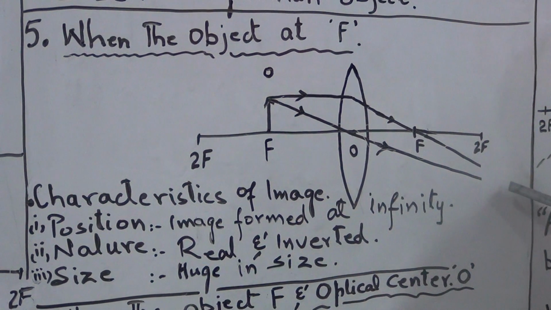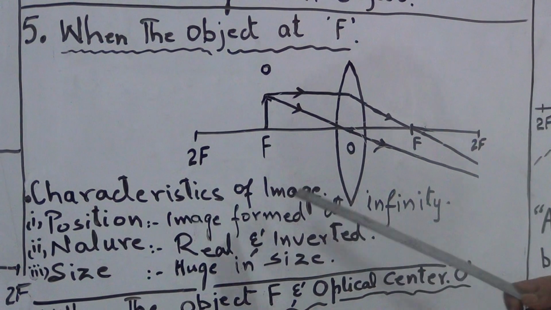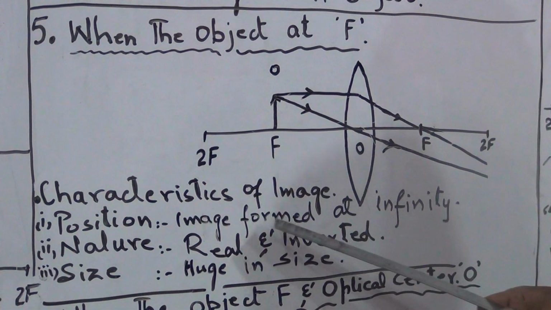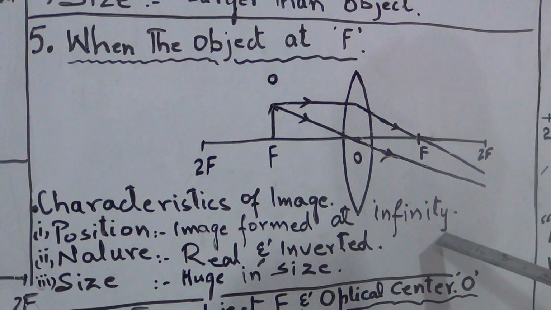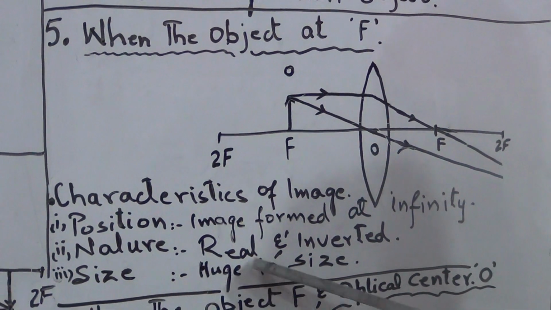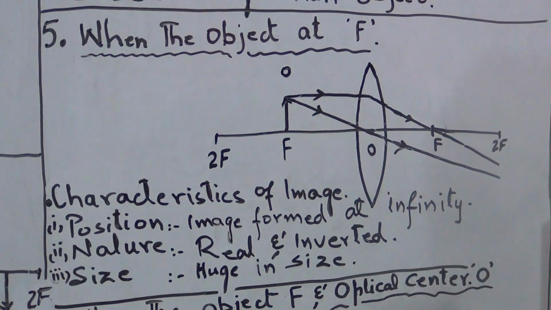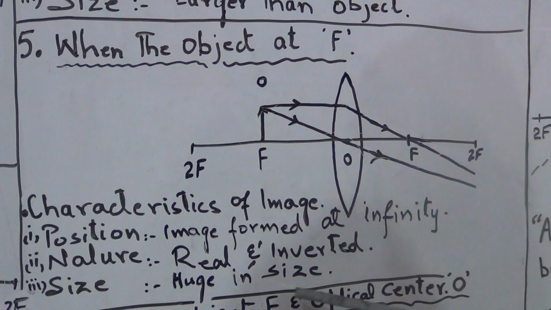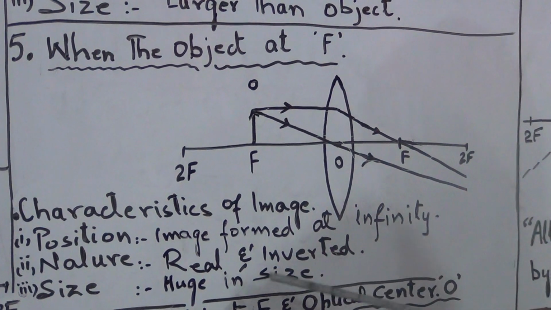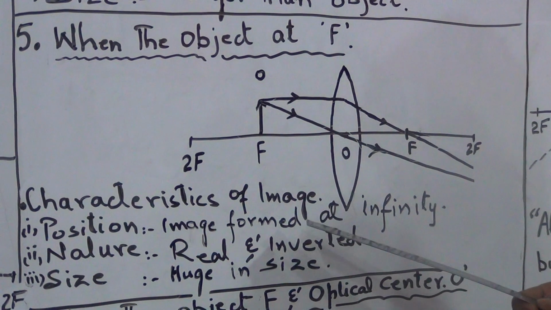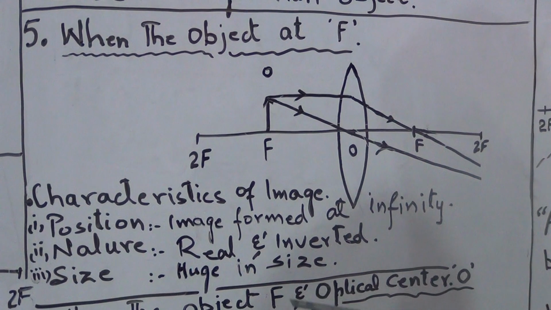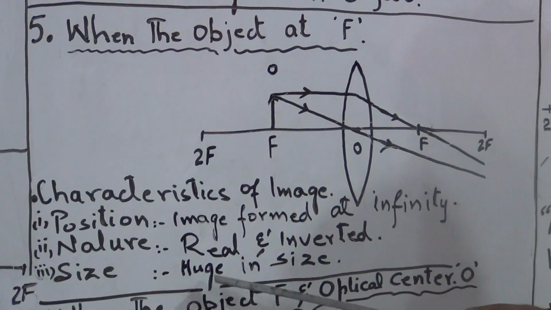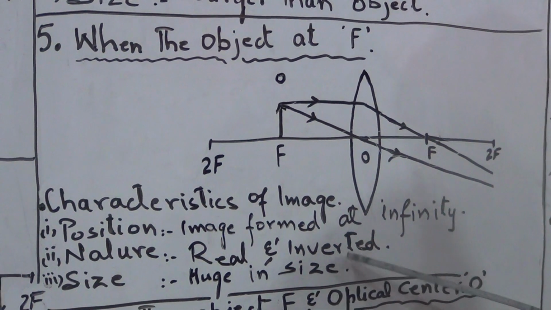We cannot see that. So the characteristics of the image: position, image formed at infinity. Nature: real and inverted because real intersection takes place. Size: huge, meaning the largest. After largest there is huge or bulk in size.